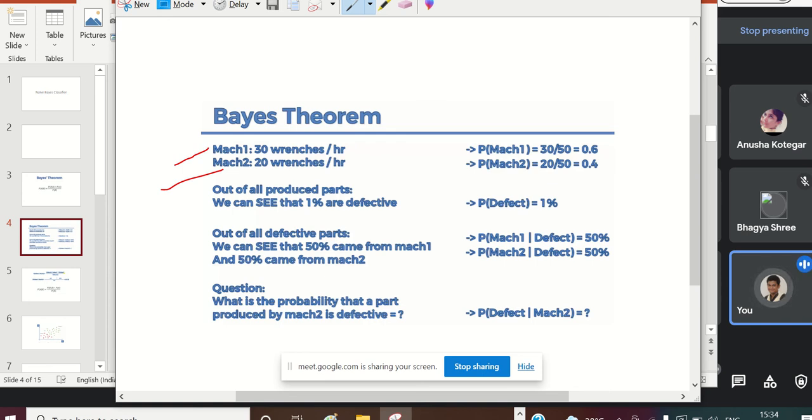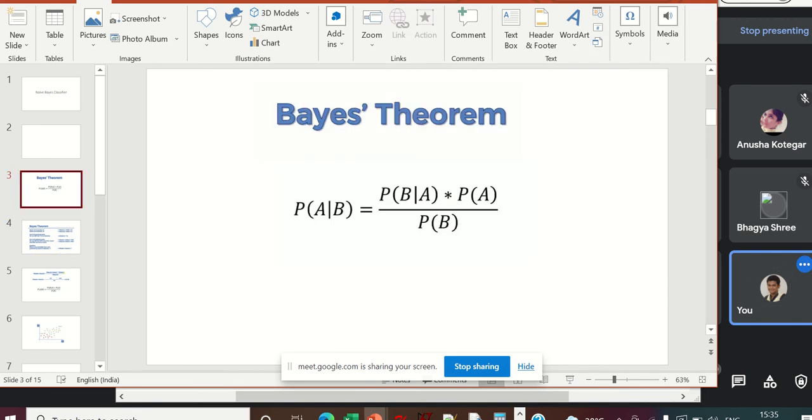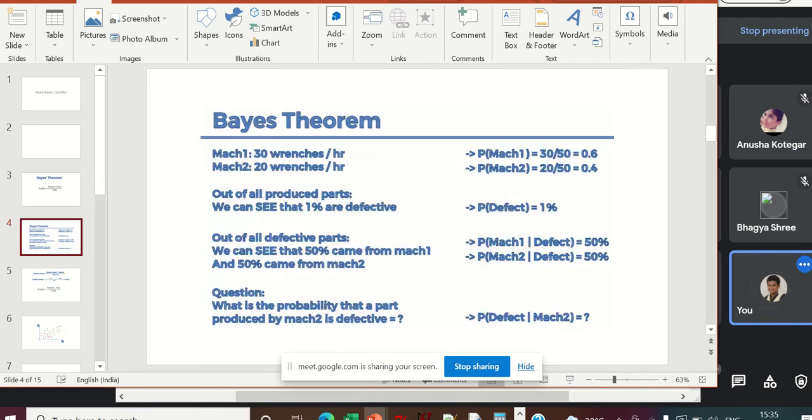So what is the probability of a wrench coming from machine 1? And what is the probability of a wrench coming from machine 2? 20 divided by total, simple probability. This is P of machine 1, P of machine 2. Like this.